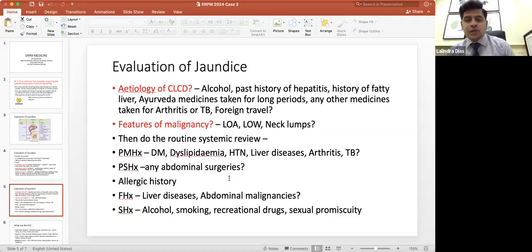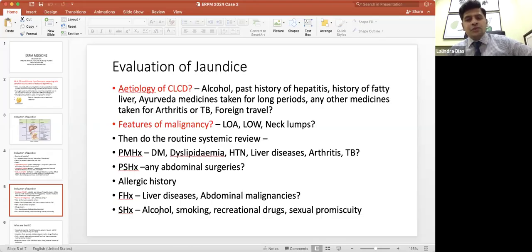Then you need to ask about family history of liver diseases, whether the patient had any, because there can be familial cases of cirrhosis. So you have to ask for family history of liver diseases. Whether the patient has got any family history of abdominal malignancies, there may be liver cancers. So you need to ask about family history of abdominal malignancies.